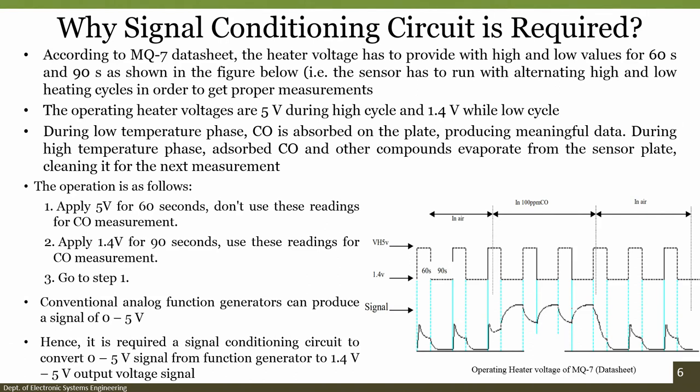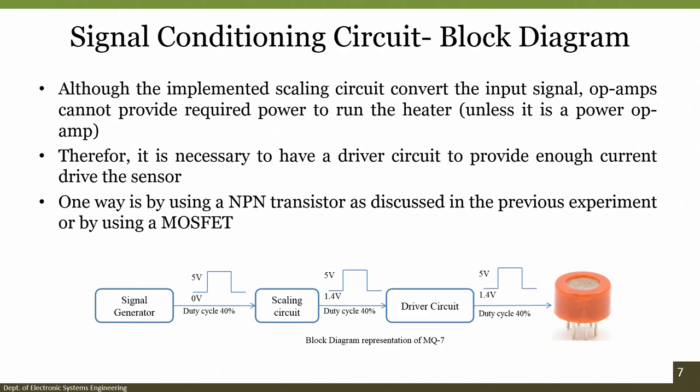A conventional analog function generator can produce a signal from 0 to 5 volts. Hence, we need to design a signal conditioning circuit to convert the 0 to 5 volts from the function generator to 1.4 volts to 5 volts for the output signal. In the block diagram, there is a signal generator, a scaling circuit, a driver circuit, and finally the sensor that we are using.